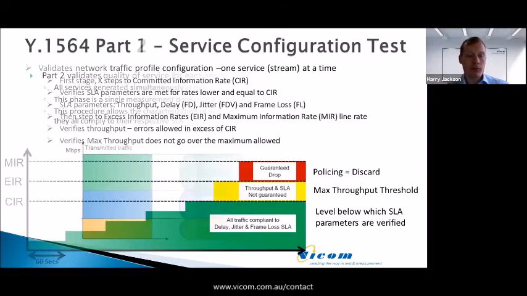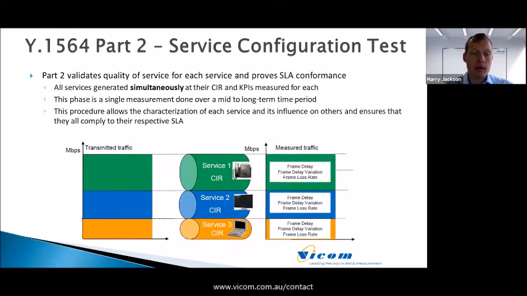Next, the Y.1564 moves on to a part two. And in part two, we're looking at testing data on each of the multiple services simultaneously at their committed information rate and looking to measure KPIs for each service caused by the impact of each other service. So hypothetically, we want to make sure that in a given link, if we're operating the data aspect of that link at its committed information rate, whatever that may be, we want to see what sort of impact is that having on the video link.